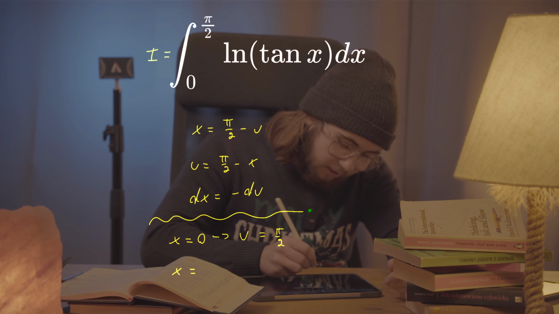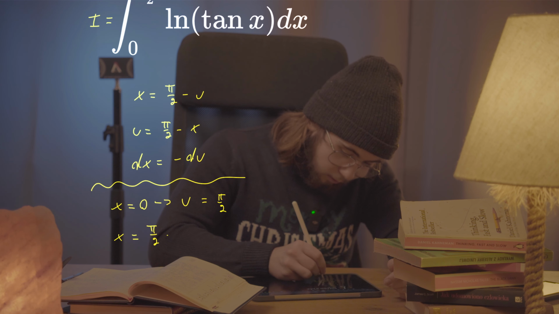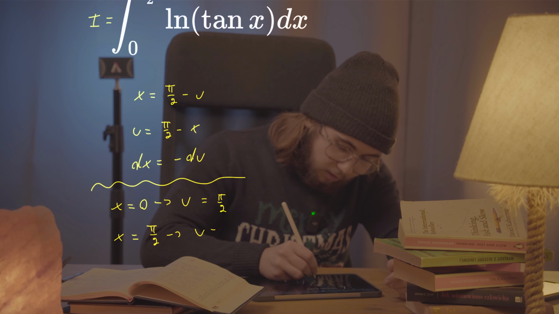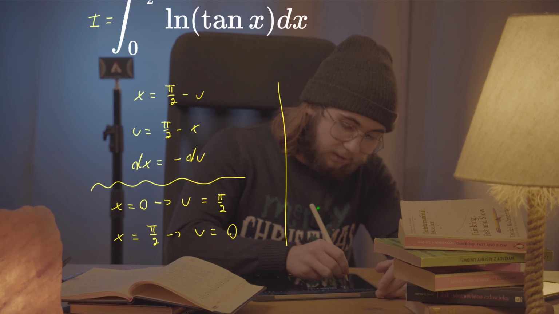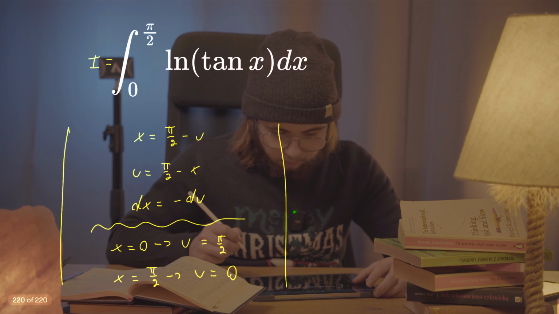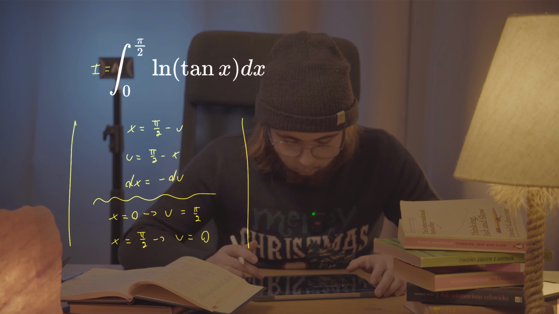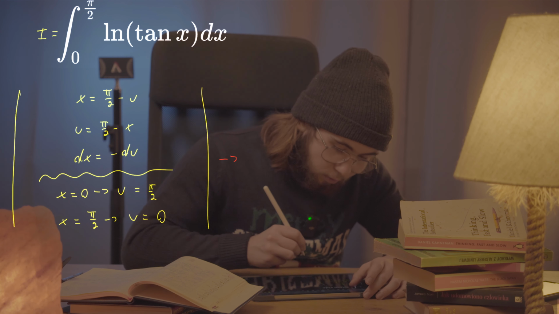And now whenever x is equal to pi over 2, we'll get that u is equal to pi over 2 minus pi over 2, which is just 0, and this is our u sub. I want those two lines to be of equal length, honestly. Yeah, so this u sub is going to transform our integral to look like this.